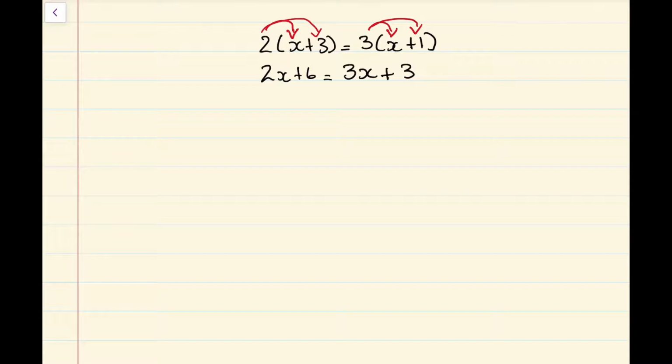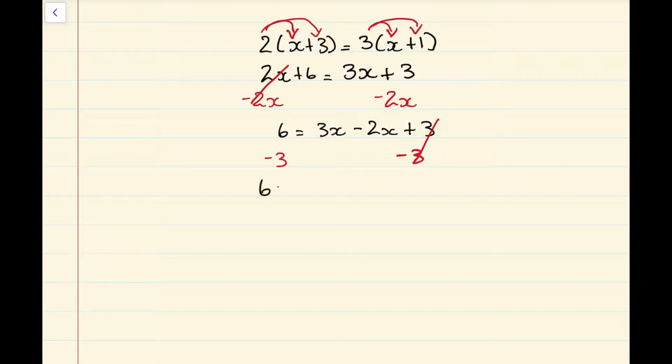And then we try to get the variables on one side and the constants on the other side. So let's subtract 2x from both sides of the equation. And our resulting equation would then be 6 is equal to 3x minus 2x plus 3. And so now we're just going to subtract 3 from both sides of the equation. So that our resulting equation would be 6 minus 3 is equal to 3x minus 2x.